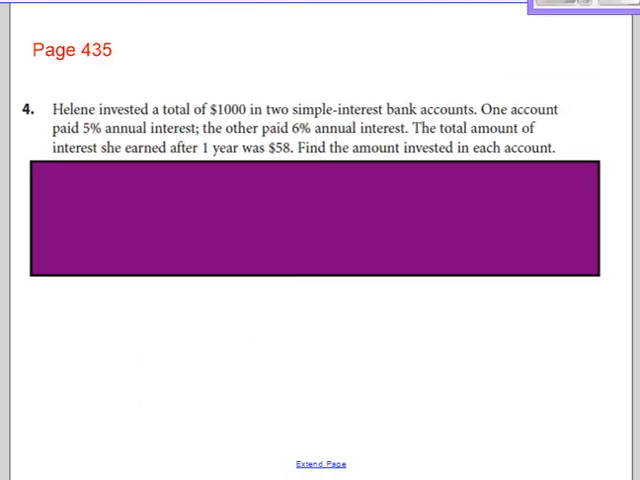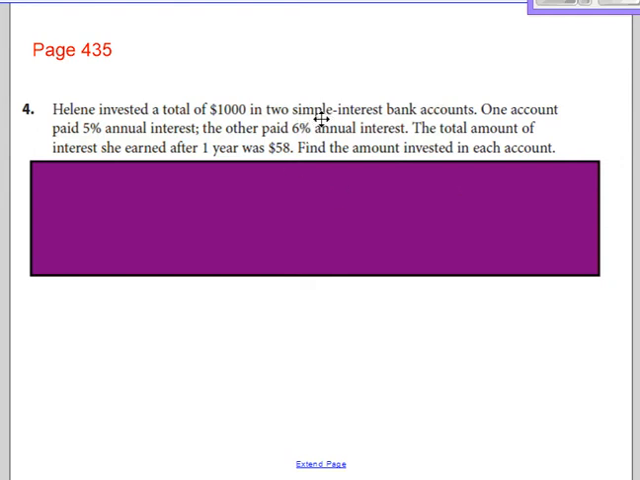And you guys, this is a problem I just pulled out of the book. This is on page 435, number 4. Helen invested a total of $1,000 in 2 simple interest bank accounts. One account pays 5% annual interest, the other pays 6%. Total amount of interest she earned after 1 year was $58. Find the amount invested in each. All right, because this is real similar to our chemical mixture we just did.